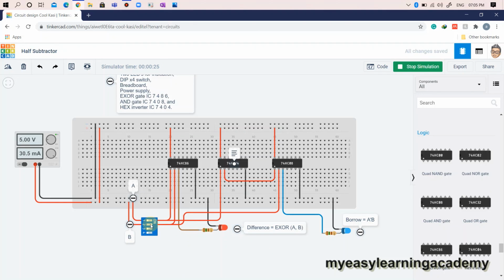For input A equals 0 and B equals 1, the output difference will be 1, and the output borrow will be 1. For inputs A and B equals 1, the outputs difference and borrow will be 0.